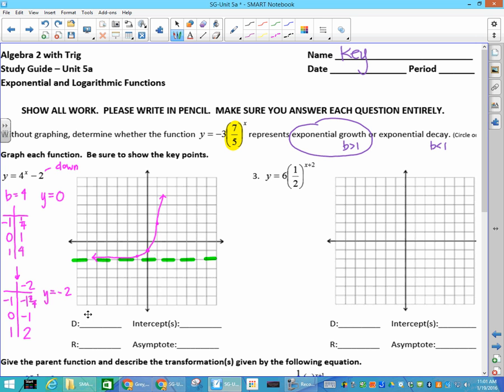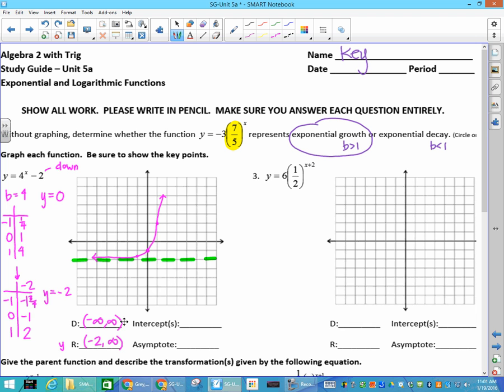Domain. The domain of every exponential function is negative infinity to infinity. Never changes. So you could go over there and put it in if you want to. Your range is your y value. So if your asymptote changed, then your range is going to change, and we have negative 2 to infinity instead of 0 to infinity. Okay?